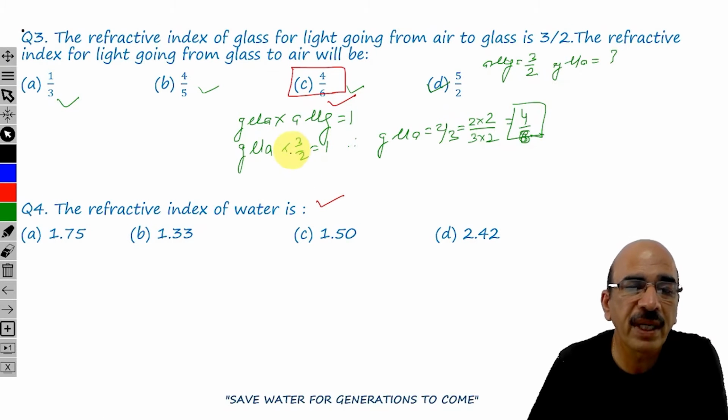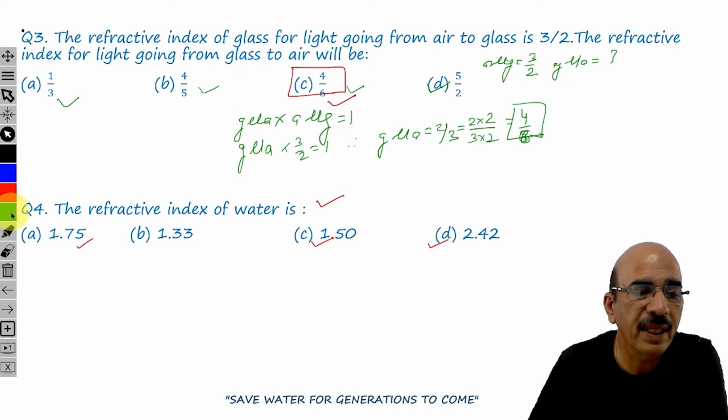Now, what is the refractive index of water? This you have to remember. We have discussed many problems earlier. So, is it 1.75? No. 1.50? No. And 2.42? No, ये diamond का होता है. So, correct option हमारा यहाँ पर है 1.33. This is the refractive index of water. This you have to remember. ये आपको याद करने पड़ेंगे.